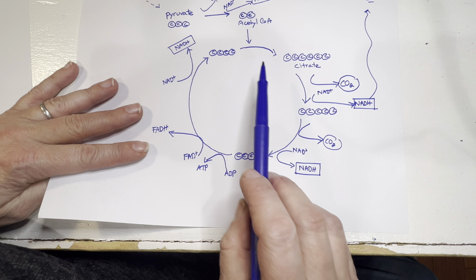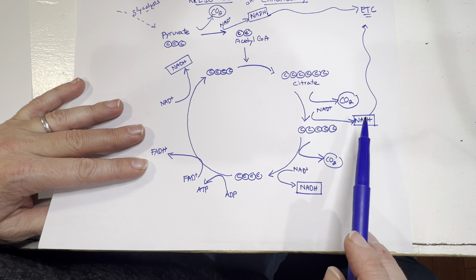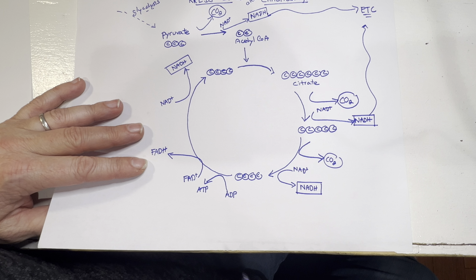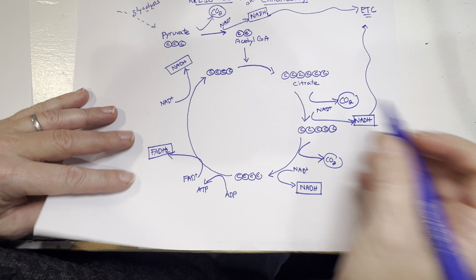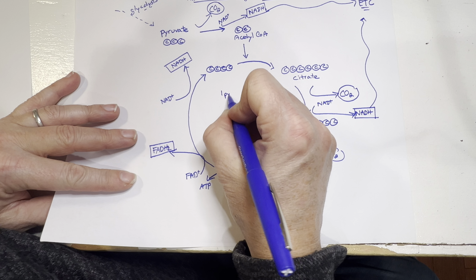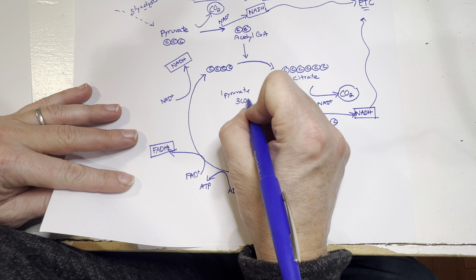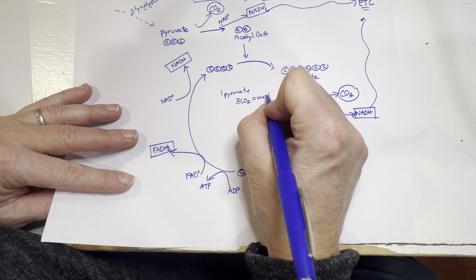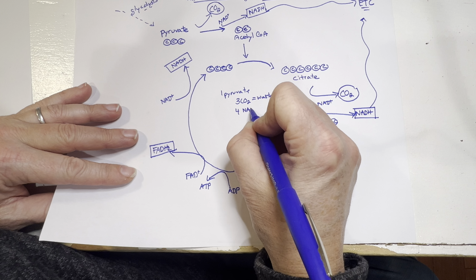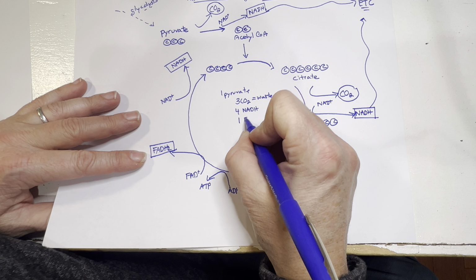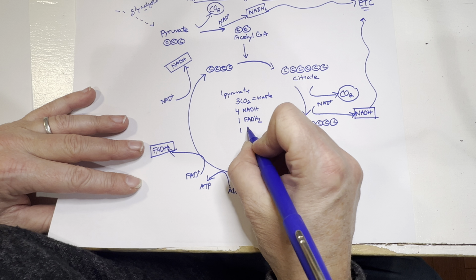The other thing that's really important that's happening here is the production of all of these electron carriers. So NADH is produced 1, 2, 3, 4, and FADH2 is also produced. And so for one pyruvate, we have made 3 CO2, which is waste, breathed out. We have made 1, 2, 3, 4 NADHs. We have made 1 FADH2. And we have made 1 ATP.